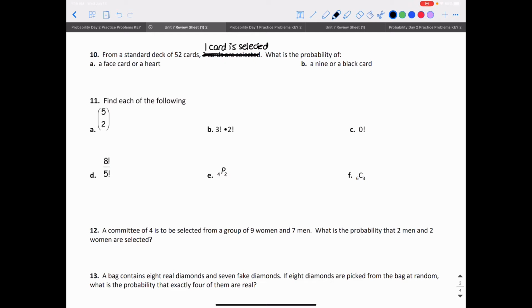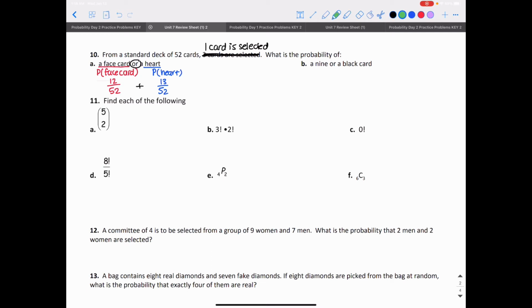So from a standard deck of 52 cards, only 1 card is selected. I'm going to know what's the probability of a face card or a heart. So I'm going to find the probability of a face card, and the probability of a face card is going to be, there are 12 face cards in a deck out of 52. Then I want to know what's the probability of getting a heart. And the probability of getting a heart, well, there's 13 hearts out of 52 in the deck. I want one or the other happening from that 1 card selected. So I'm going to add these together.